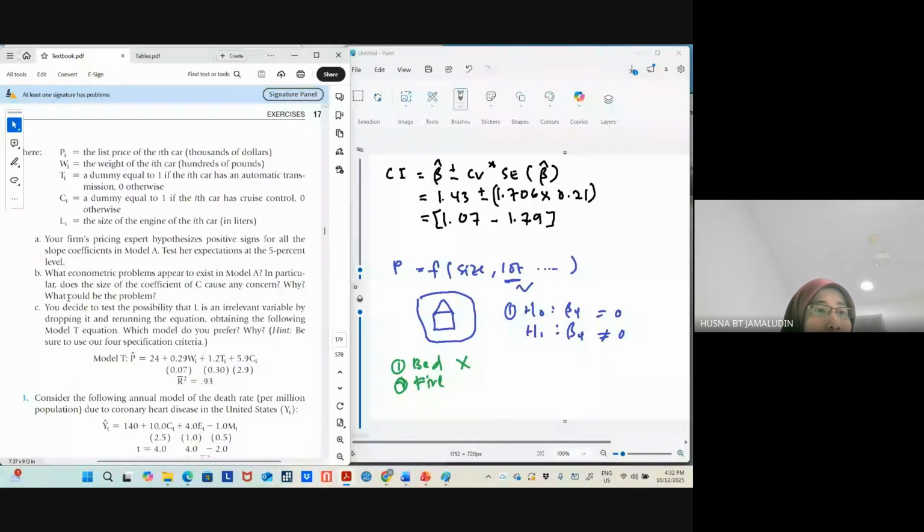Okay. So what could be the problem? The omitted one. You decide to test the possibility that L is an irrelevant variable by dropping it and rerunning the equation. So let's assume that you said L is irrelevant. So you run it. Here you have another equation that has no L. It asks which model do you prefer and why. So you can see the hint, right? In the exam, you don't have the hint. When they ask which model you prefer and why, remember you have 4 specification criteria. What are they?